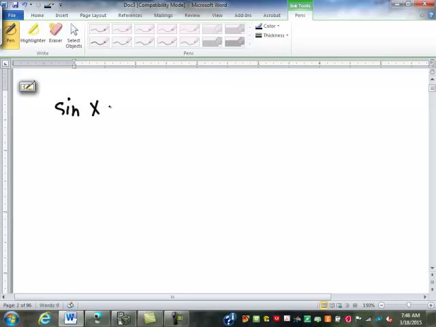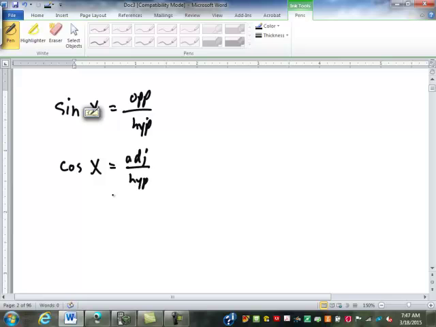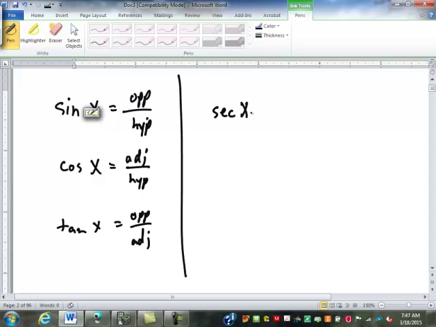Sine of an angle is equal to opposite side over adjacent side. Cosine of an angle, adjacent side over adjacent. Opposite over what? Hypotenuse. Thank you. Cosine is adjacent over hypotenuse. Tangent is opposite over adjacent. The secant is the hypotenuse over the adjacent.